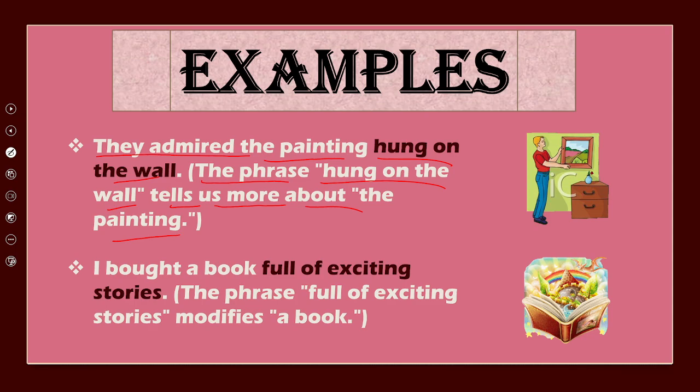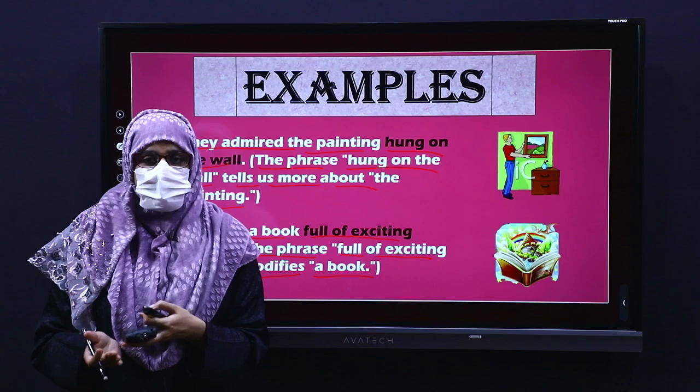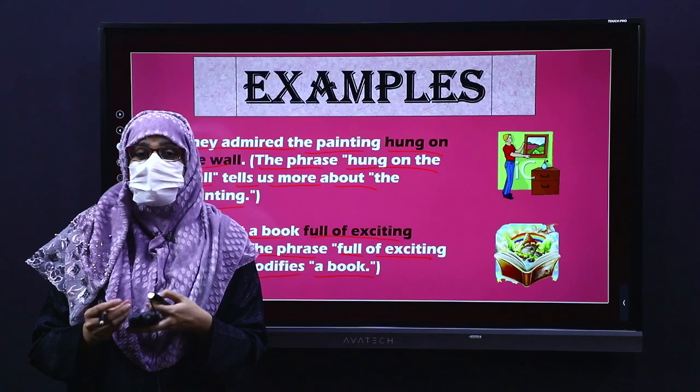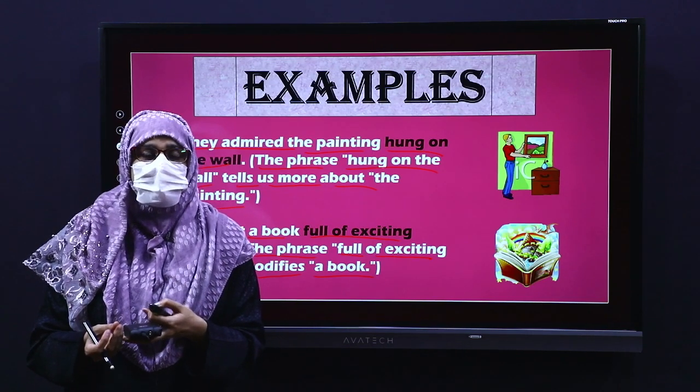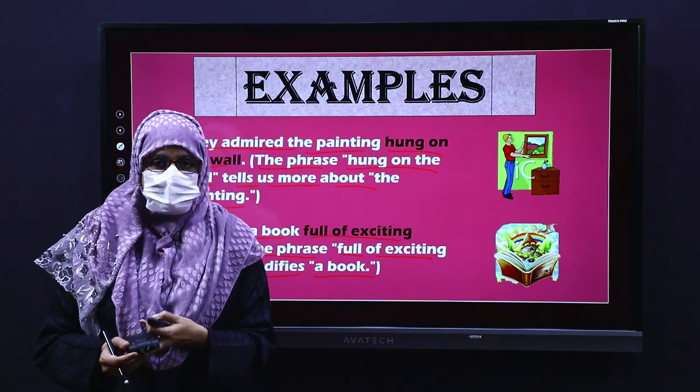In the next example, I bought a book full of exciting stories. Here, the phrase full of exciting stories modifies a book. So, what kind of a book is the person talking about? A book that is full of exciting stories. So, the phrase full of exciting stories is the adjectival phrase here.